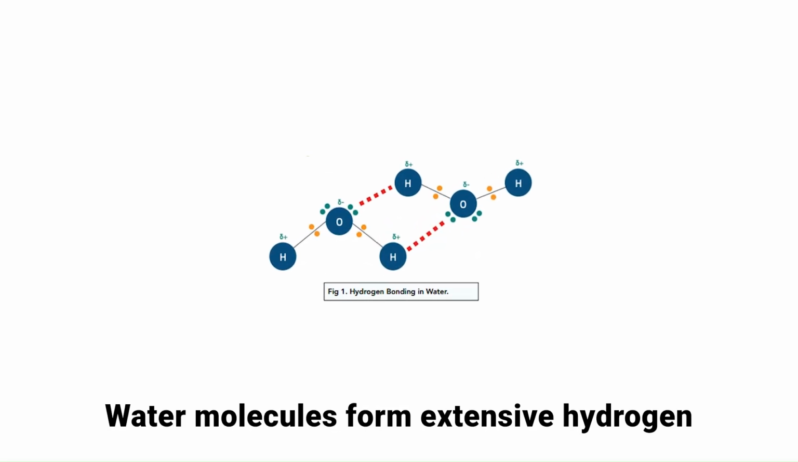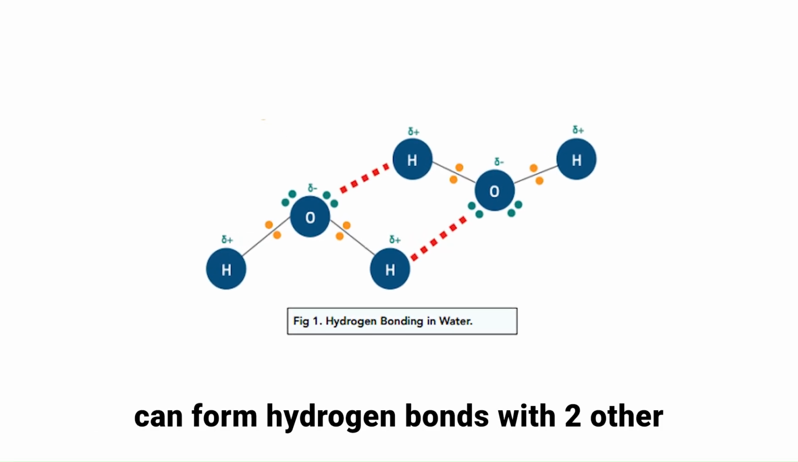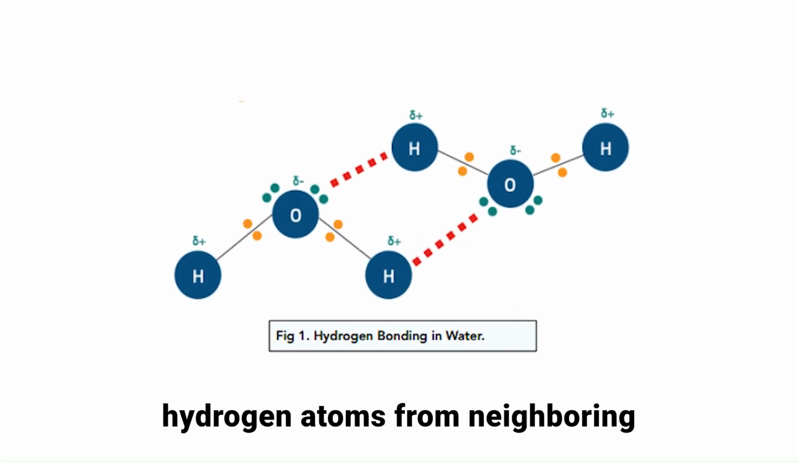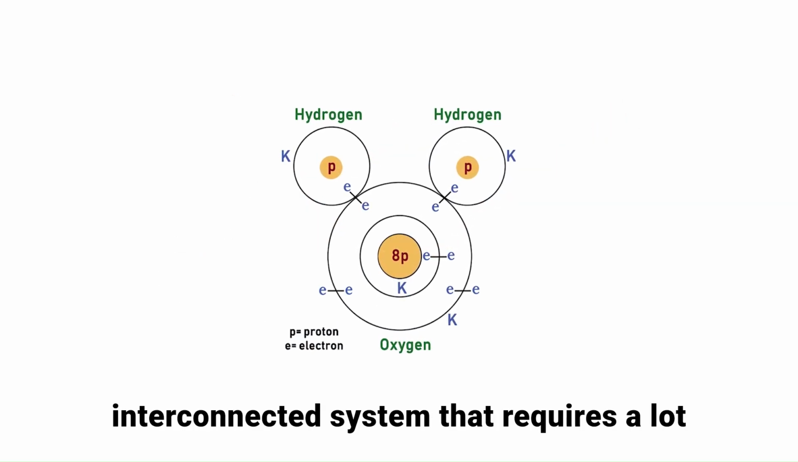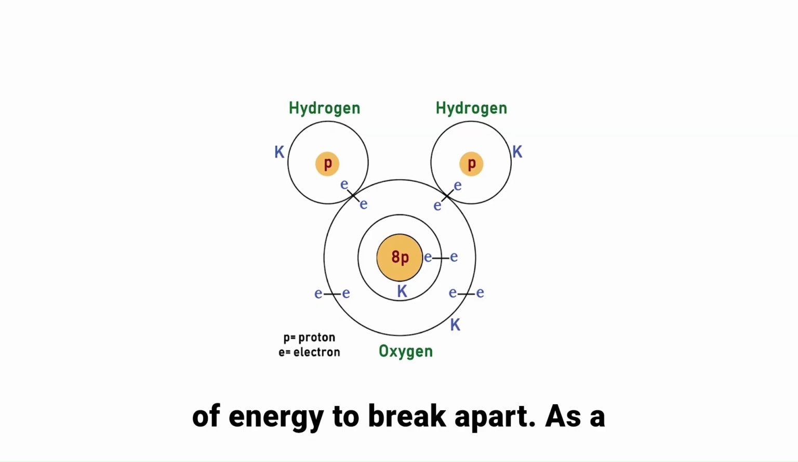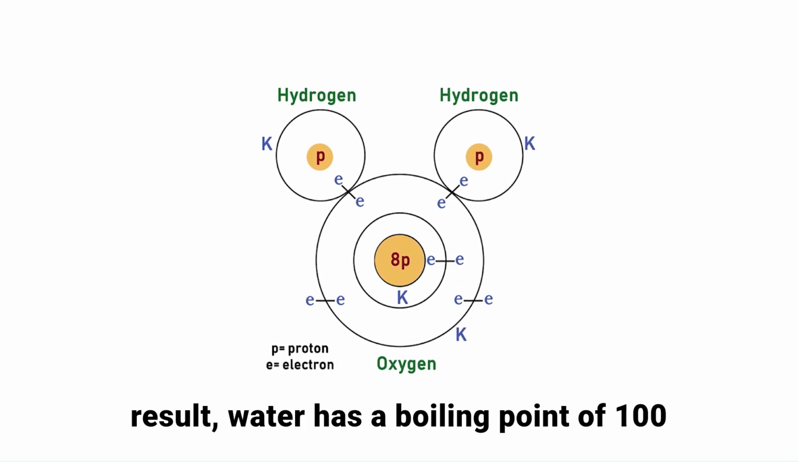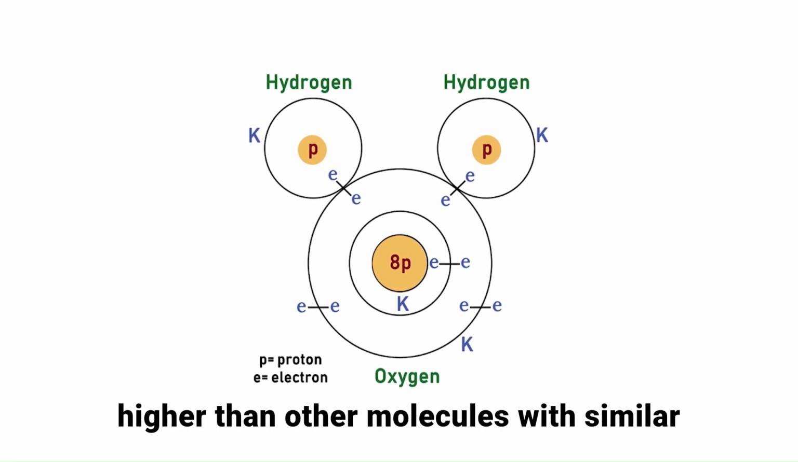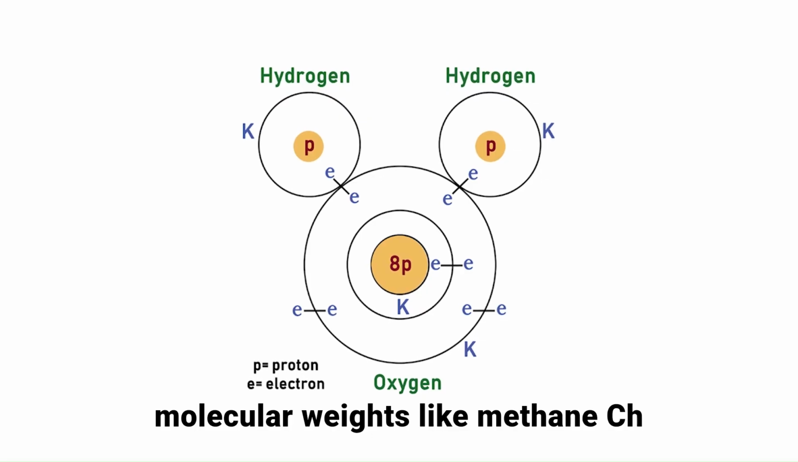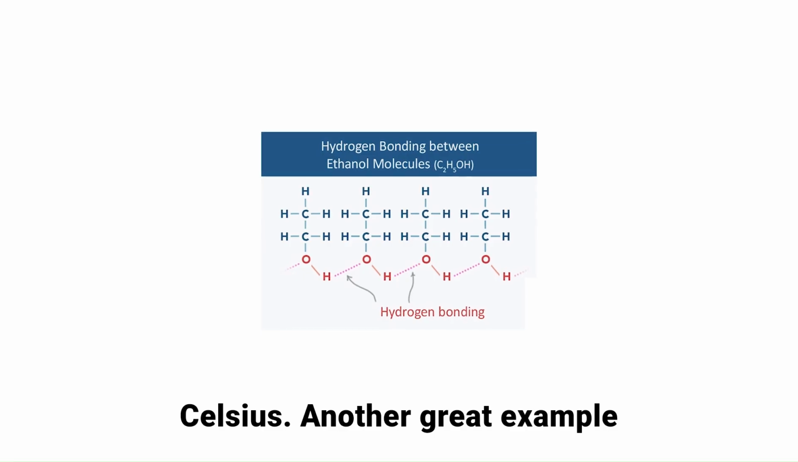Water molecules form extensive hydrogen bonding networks because each oxygen atom can form hydrogen bonds with two other hydrogen atoms from neighboring molecules. This creates a highly interconnected system that requires a lot of energy to break apart. As a result, water has a boiling point of 100 degrees Celsius, which is significantly higher than other molecules with similar molecular weights, like methane, CH4, which boils at -161 degrees Celsius.